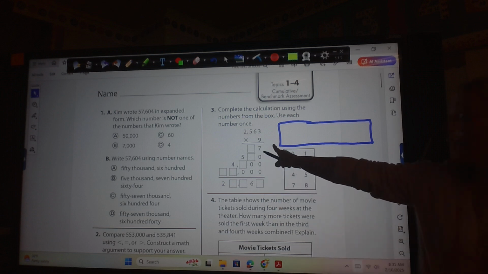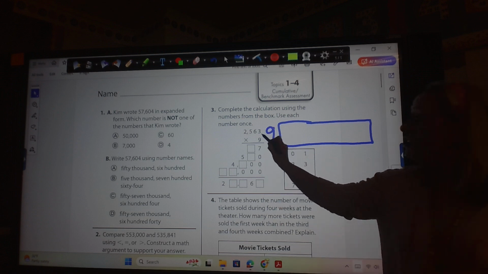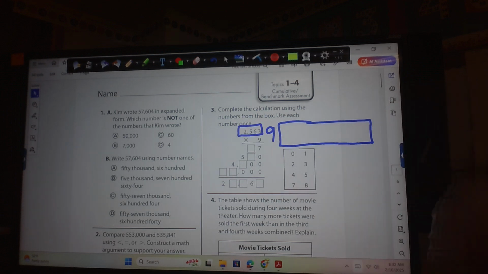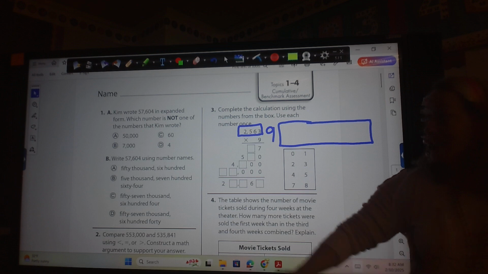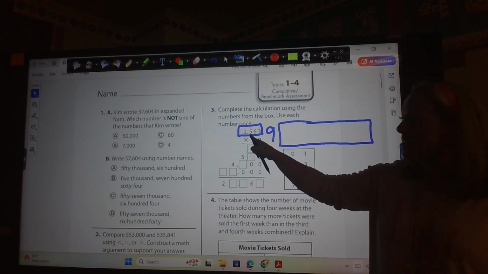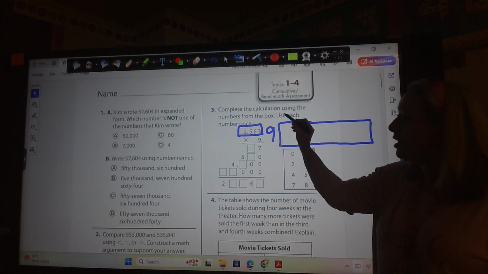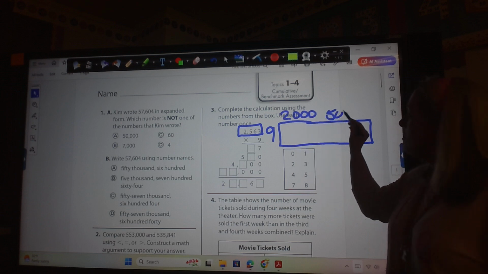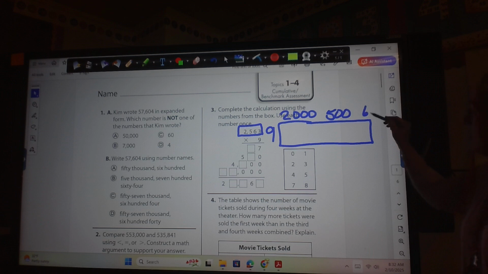Okay, what number goes over to the side? The 9. What am I going to do to this number? I'm going to break it down into expanded form. That's why it's so important that you know how to do this. So if I break this down into expanded form, what am I putting? 2,560 and 3.